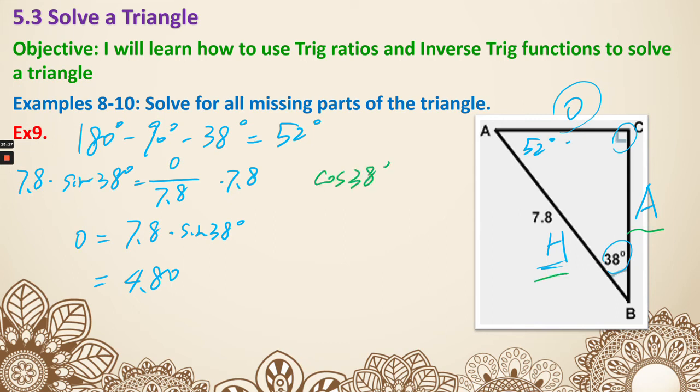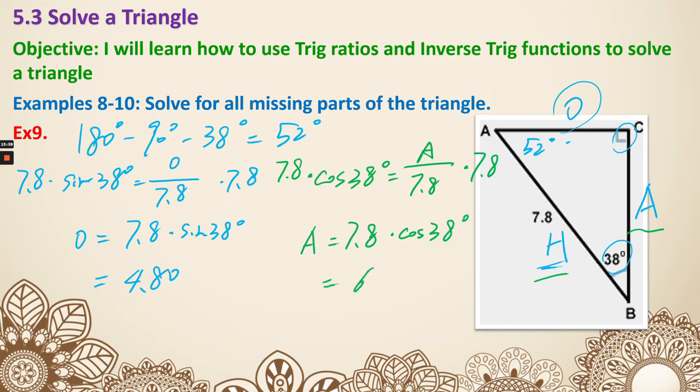Next, for adjacent, I'm going to use adjacent and hypotenuse, so my cosine. Cosine 38 degrees is my adjacent over hypotenuse, which is, I'm not going to write the h, actually 7.8. So I'm going to multiply both sides by 7.8, and adjacent is 7.8 times cosine 38 degrees. That is going to give me 6.15 as the adjacent.